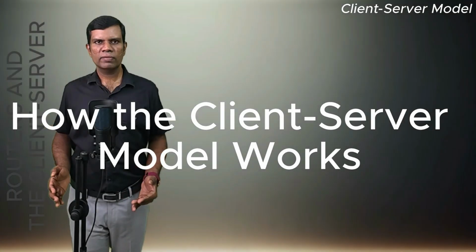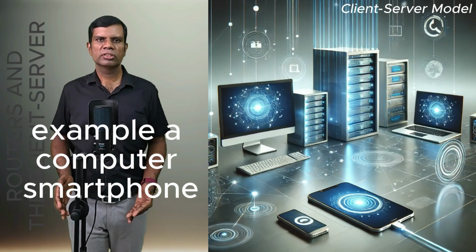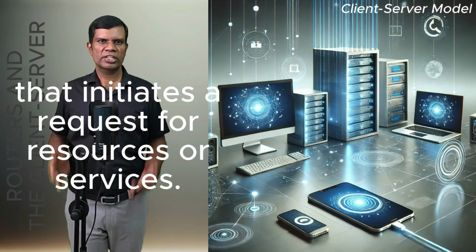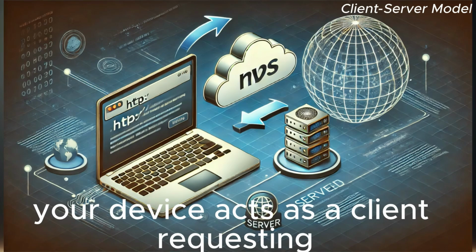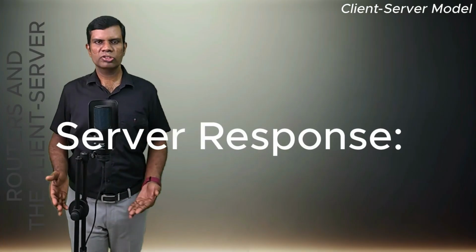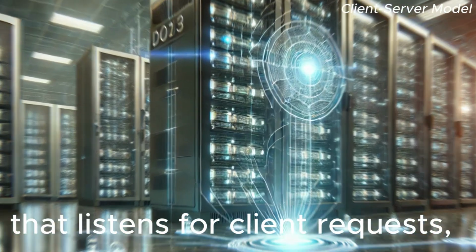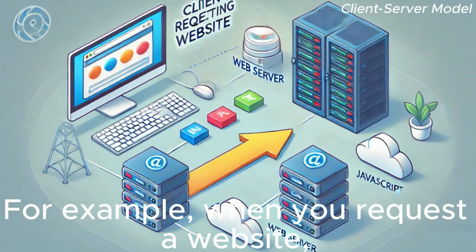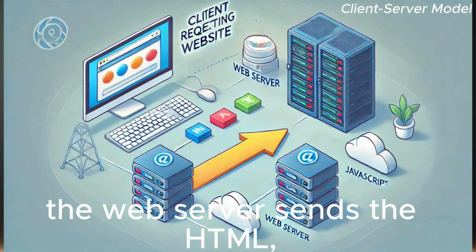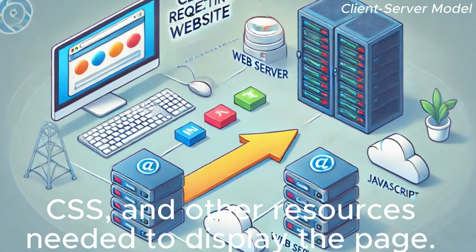How the client-server model works? Client request. A client is any device, for example a computer or smartphone, that initiates a request for a response or services. For example, when you type a URL in your browser, your device acts as a client requesting a web page. Server response. A server is a powerful computer or program that listens for client requests, processes them, and sends back the requested data. For example, when you request a website, the web server sends the HTML, CSS, and other resources needed to display the page.